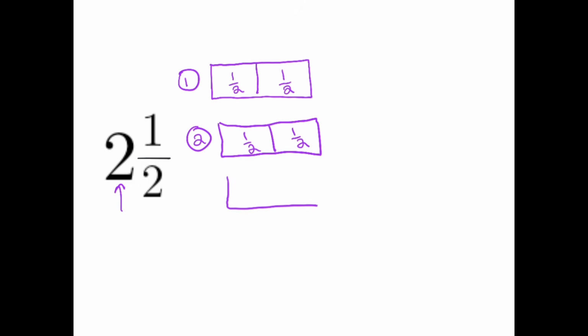So let's model one more whole, and we're only going to use one of them. Now let's count how many 1/2s we have. Our denominator will be 2. We have 1, 2, 3, 4, 5. We have 5 of the halves. So 2 and 1/2 is equal to 5 halves.